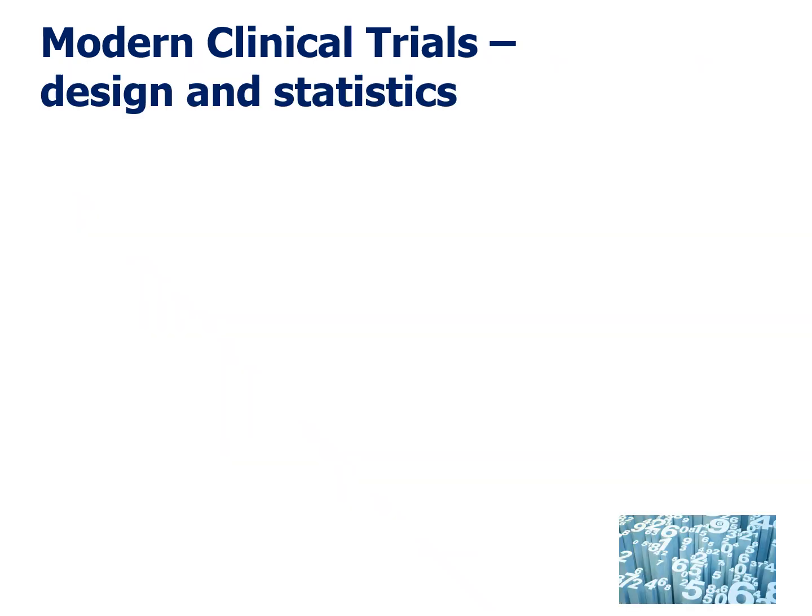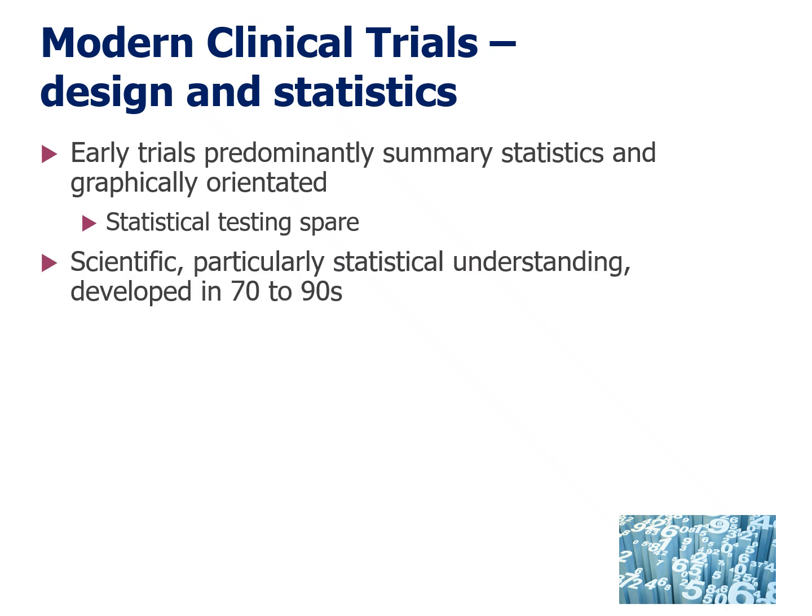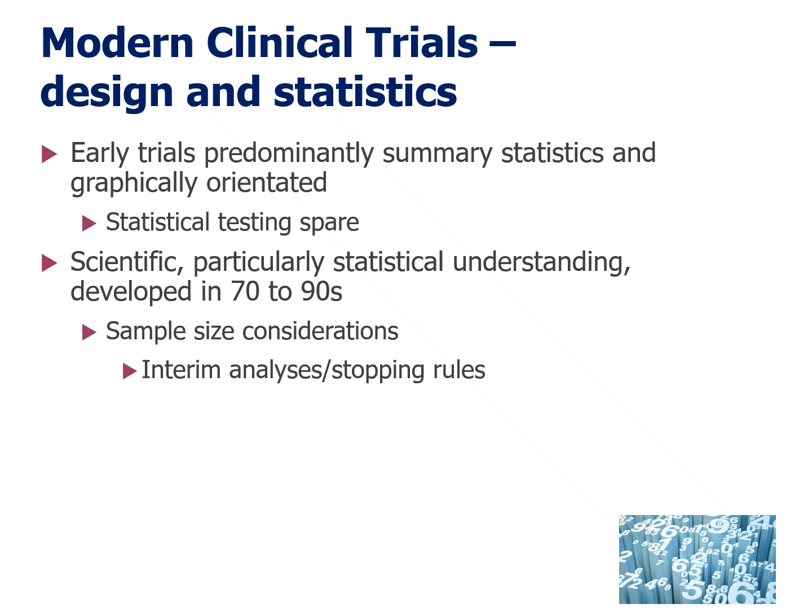If we want to think about the design and statistics in the modern clinical trial, we can also see how they have progressed over the recent decades. The early trials predominantly focused on summary statistics and were graphically oriented. Statistical testing was sparse at the beginning, but the scientific, particularly statistical, understanding developed substantially in the 1970s to 1990s. We see considerations of sample size. Is our study going to be big enough to answer the question with any confidence that we're wanting to achieve?